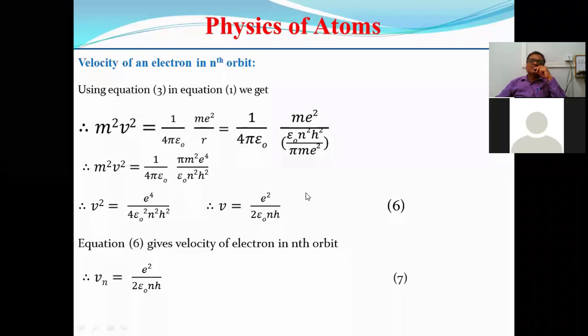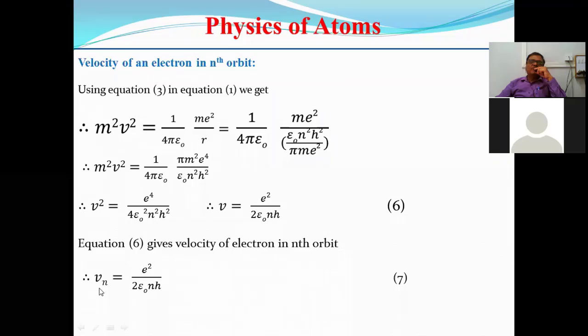That is equation 6, and this equation 6 gives the velocity of electron in the nth orbit. It may be first orbit, second orbit, third orbit, and so on. Here n is in the denominator. Therefore, equation 6 we can write as Vn, which indicates the velocity of electron in the nth orbit. That is equation 7. Velocity of electron in the nth orbit is equal to e square upon twice epsilon 0 n into h. This is equation number 7.